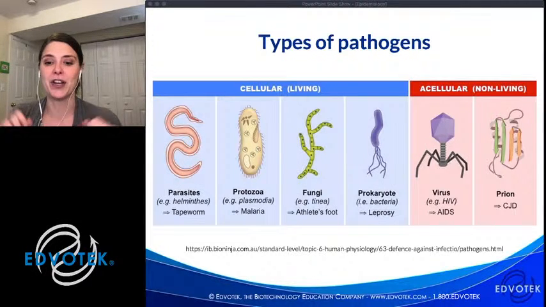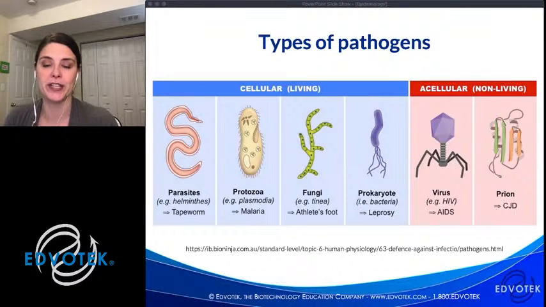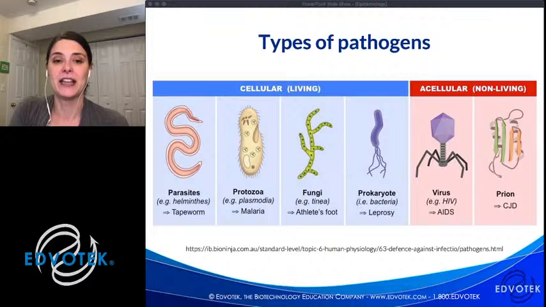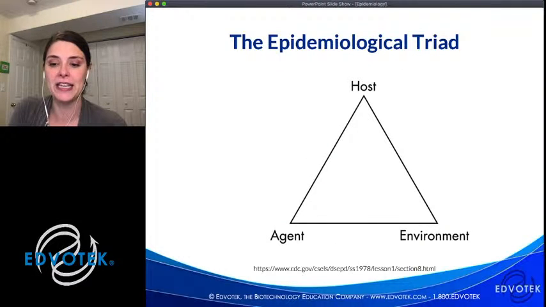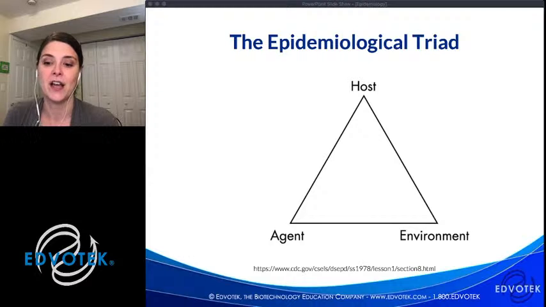Okay, so we're talking about when things get out of balance, when conditions change within a person or an environment. We can get infection, and so that leads us to the epidemiological triad. There are many different models for the spread of disease, but one of the most common is this epidemiological triad, where the host, the infectious agent, and the environment are all in balance with one another. And this is considered the normal state.